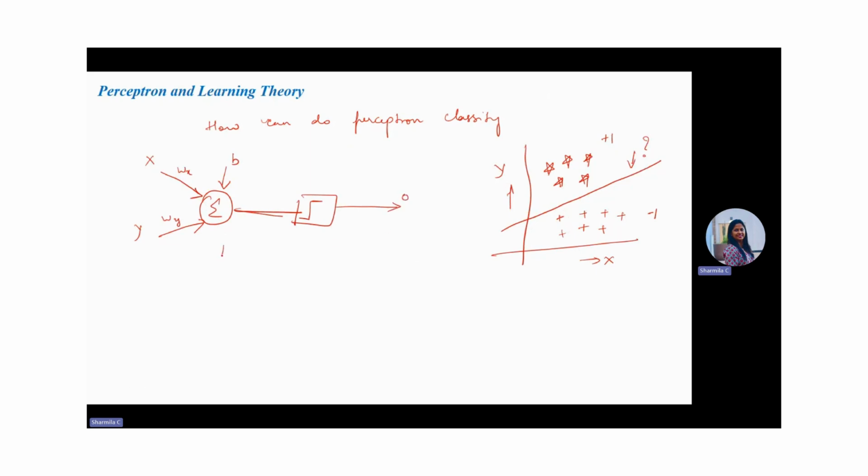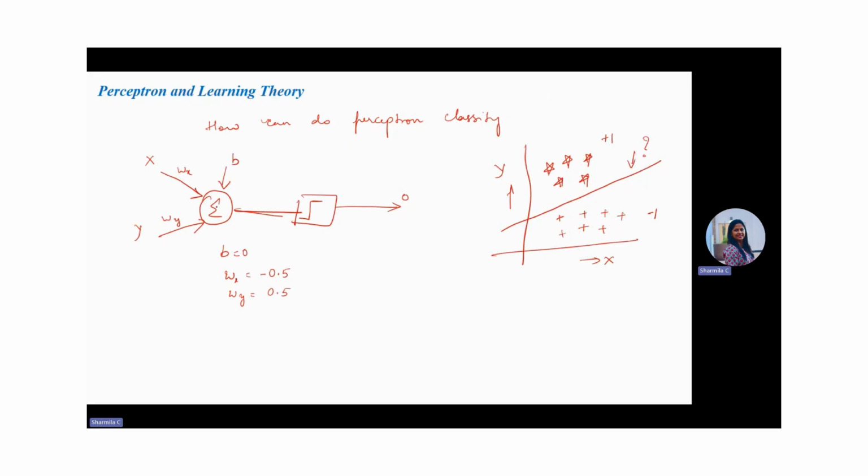Now, for example, if I take the bias value as 0, and the weight wx is fixed as minus 0.5, then wy, the weight of the y input, is 0.5. Then what is the linear function? What is this equation that is going to classify this from this?